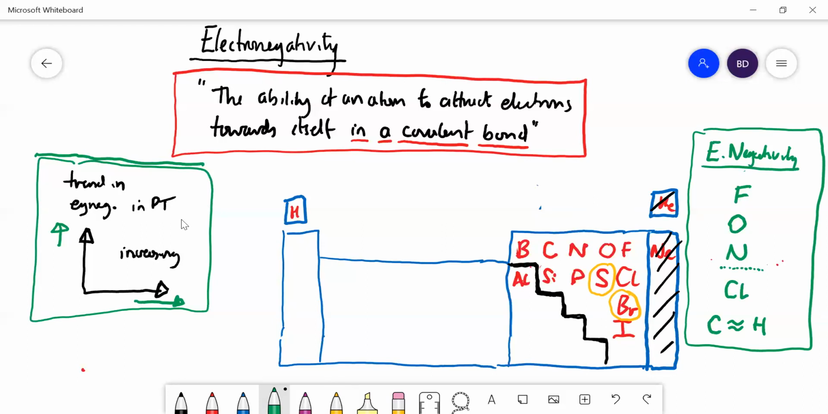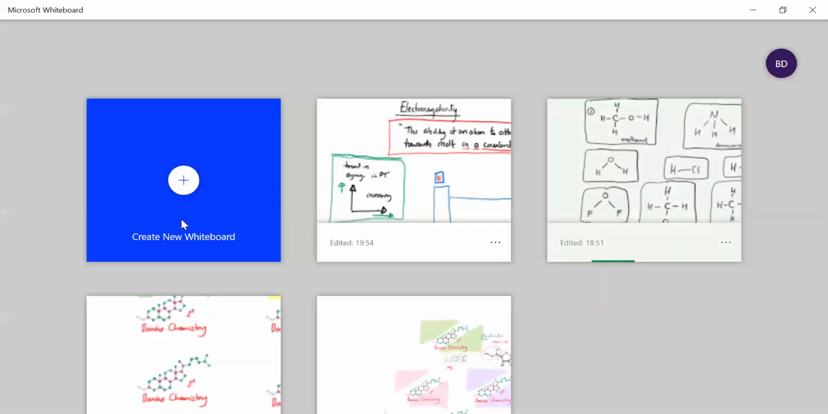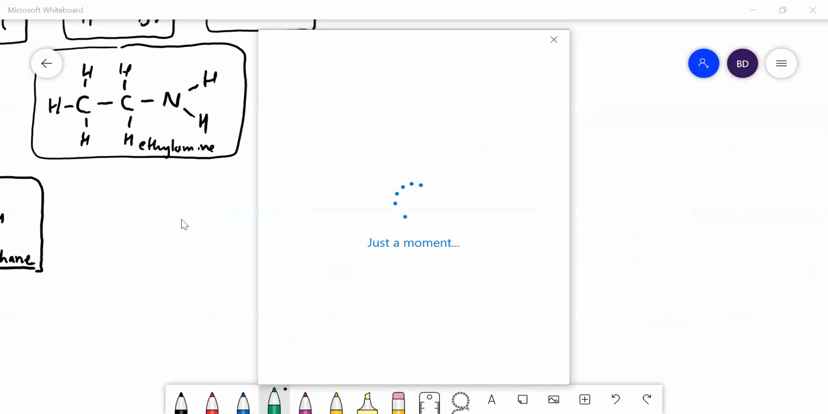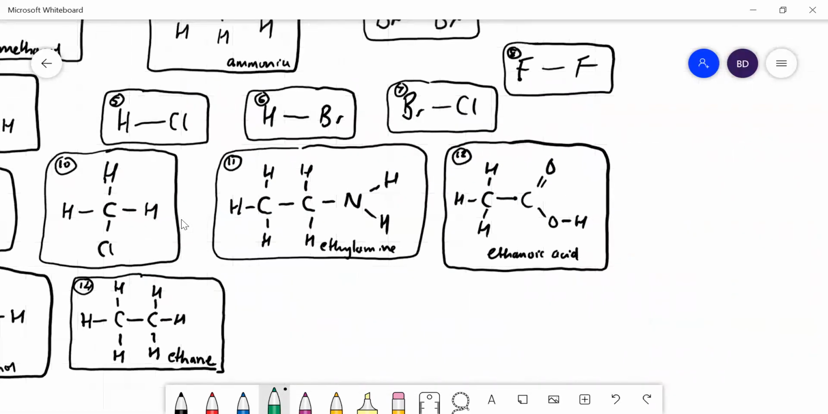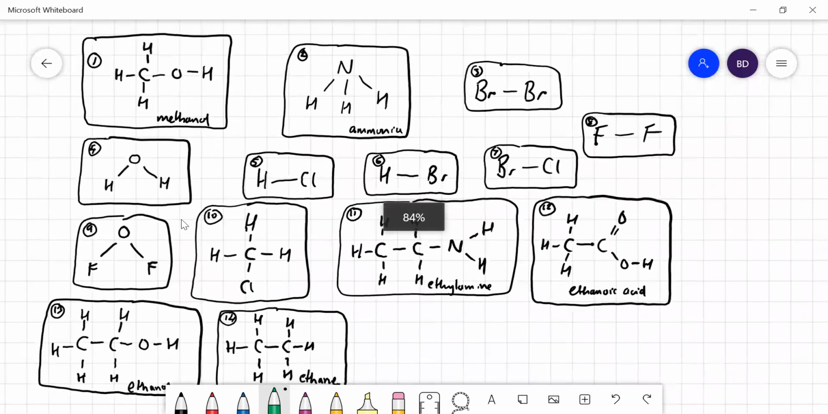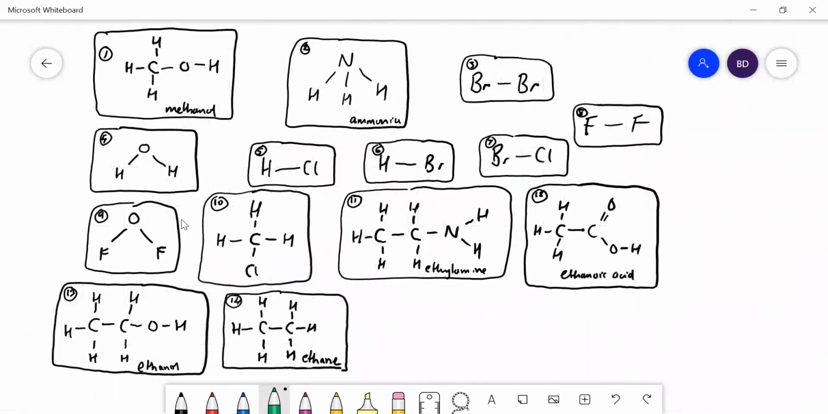Right. So what I'm going to do now is give a series of compounds, and you've got to say, are we getting even sharing in those compounds, or are the electrons not shared evenly? Okay, so I'll just write down the order again. We've got F, O, N, a bit of a gap, chlorine, and then carbon and hydrogen about the same. What you can do is pause this video in a minute and then fill this in yourself.